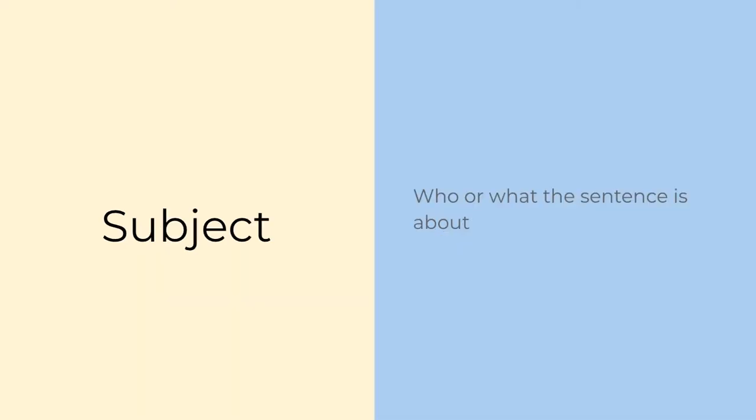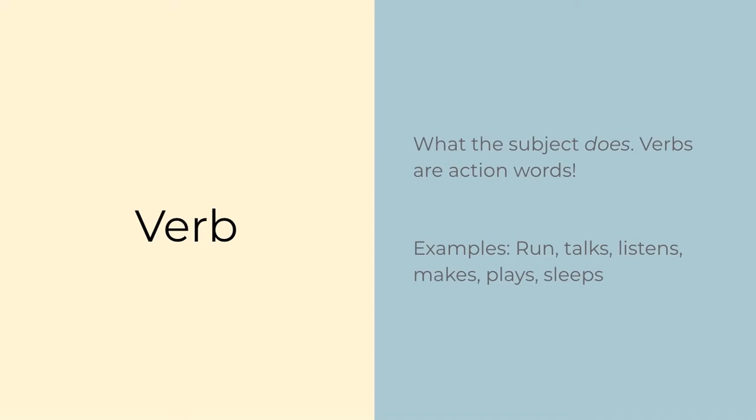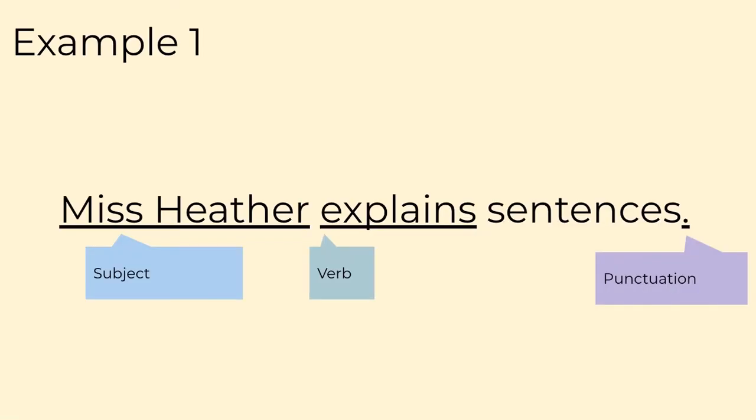Just in case you've forgotten, a subject is who or what the sentence is about. And a verb is what the subject does. Verbs are action words. So examples are things like run, talks, listens, makes, plays, sleeps. So let's do a few examples.